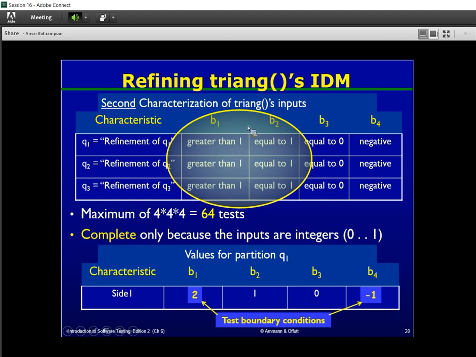For real values, partitions could be valid just for integer values. Please note this item, which says that it is complete only because inputs are integers. When the inputs are float or double values, which have floating point values, this partition is not valid.